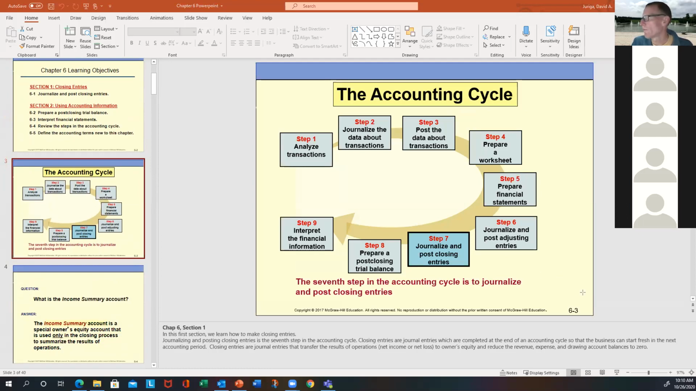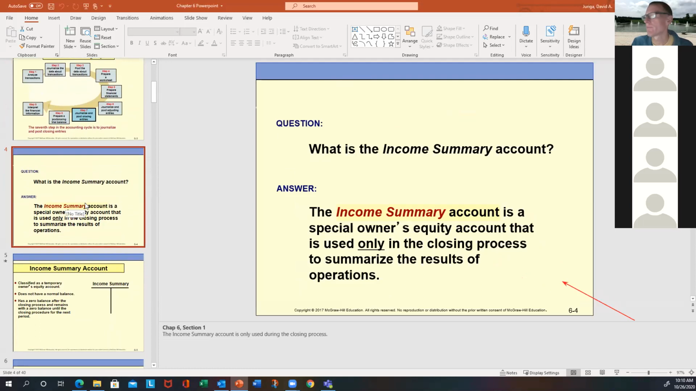From the textbook perspective, if you look at the accounting cycle, you'll notice that we've already done up to step 6, and we're working on step 7, which is today: journalizing and posting these things called closing entries. Now, I just mentioned this concept of temporary versus permanent. They throw one more temporary account into this chapter, and they call it income summary. Don't worry about this. This is an easy one.